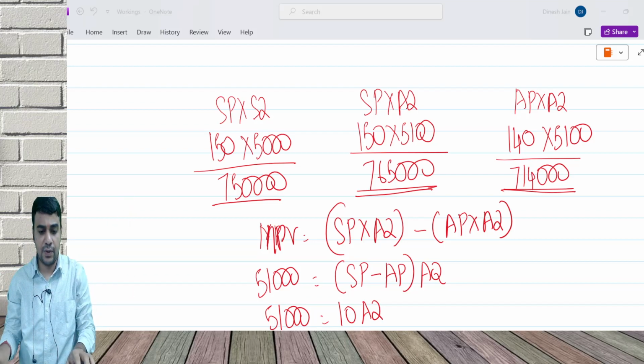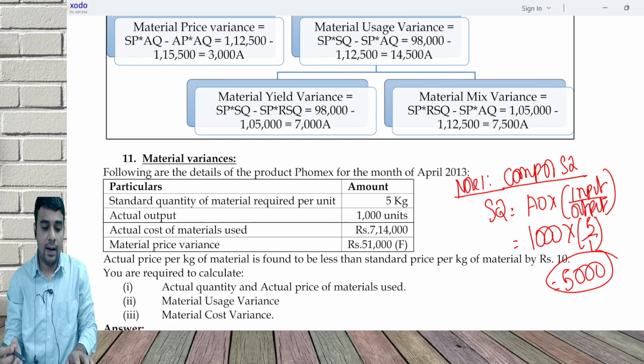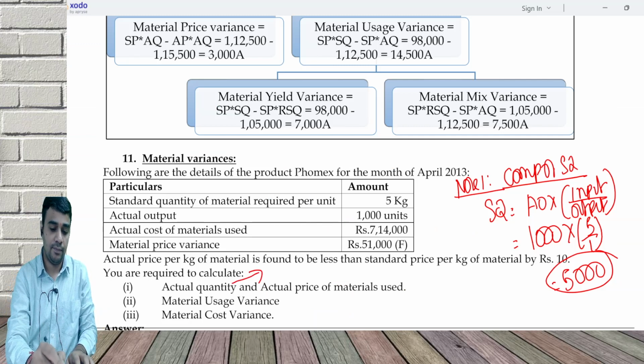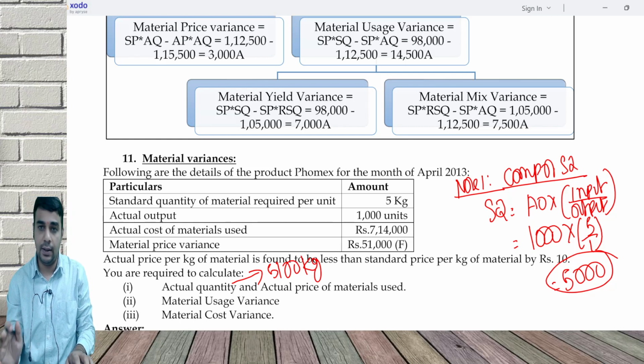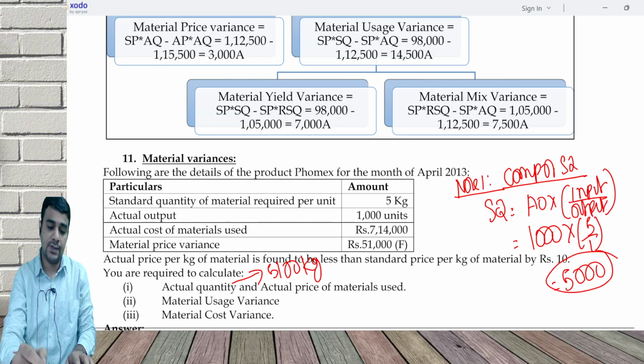What are the requirements of the question? Actual quantity we have already got. What is actual quantity? Actual price. See, always quantity, right? Kg, liters, units, whatever it is. 5100 kg. Actual price 140.